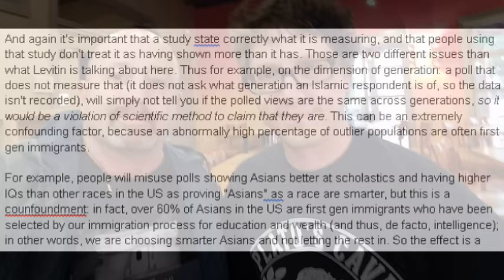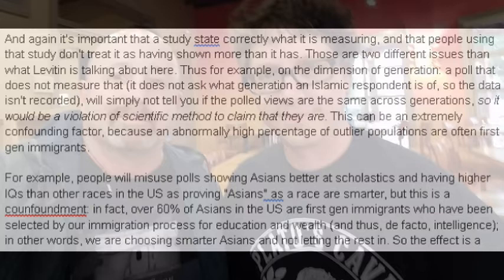Thus, for example, on the dimension of generation, a poll that does not measure that, that does not ask what generation an Islamic respondent is of, so the data isn't recorded, will simply not tell you if the polled views are the same across generations. So it would be a violation of scientific method to claim that they are. This can be an extremely confounding factor because an abnormally high percentage of outlier populations are often first-gen immigrants.